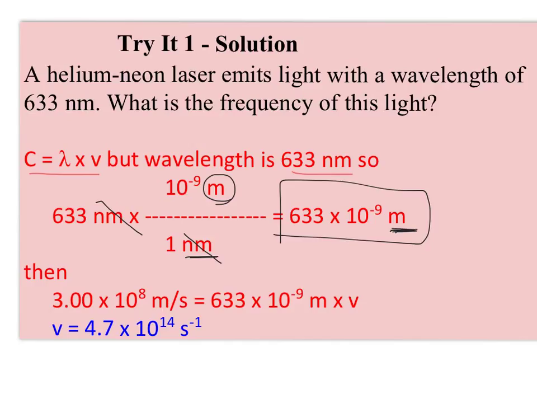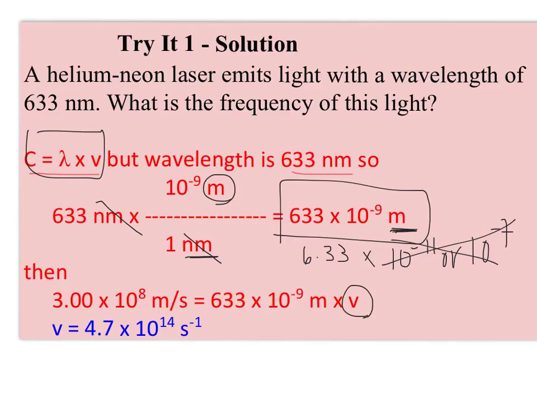Technically, in scientific notation, I should have 6.33, but when I do that, then I get all confused. Is this 10 to the -11th, or is it 10 to the -7th? I don't have to think about it if I just wait till my final answer. So then when I plug into c equals lambda times nu, I have 3 times 10 to the 8th equals 633 times 10 to the -9th meters times nu.